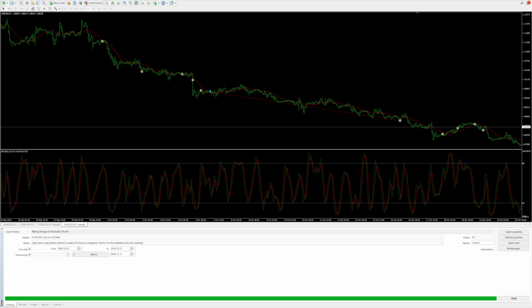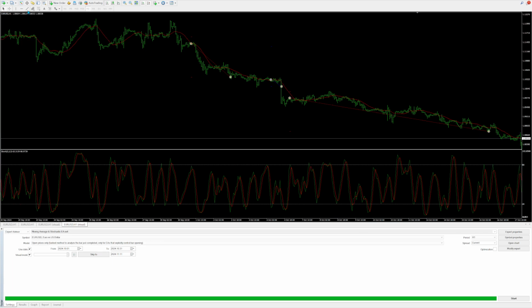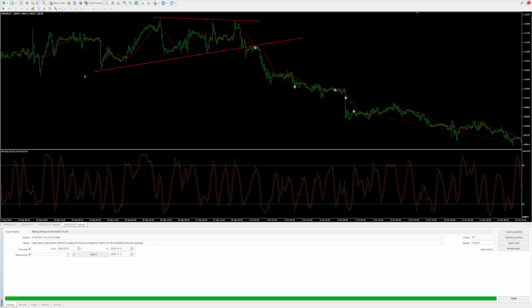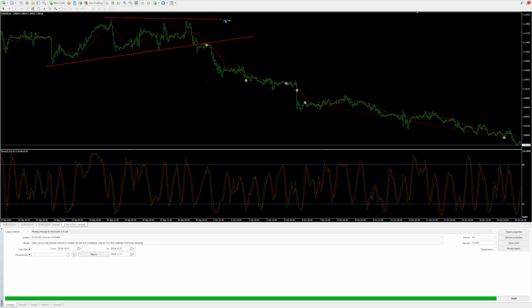I would have had the EA set to short only, and that is simply because we have our resistance level here. The market is making lower highs, okay? We have a breakout of this support level here. Okay, you see this area of consolidation? And then this wedge pattern, this wedge formation here. The market's making lower highs. This support line is then breached.